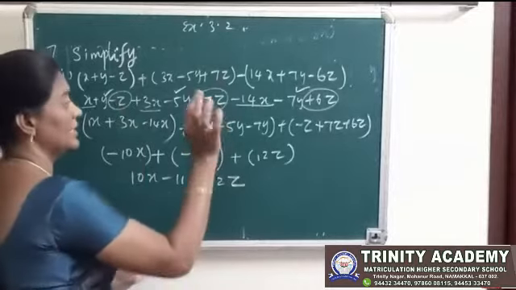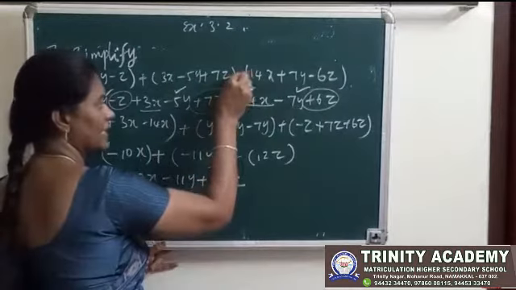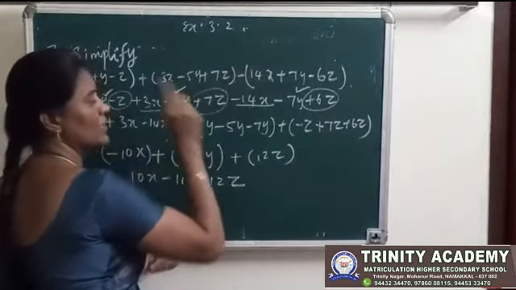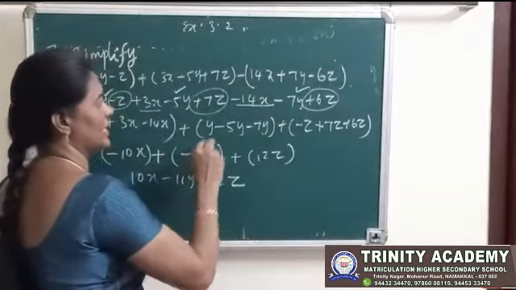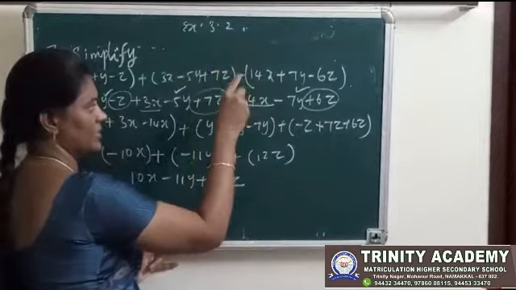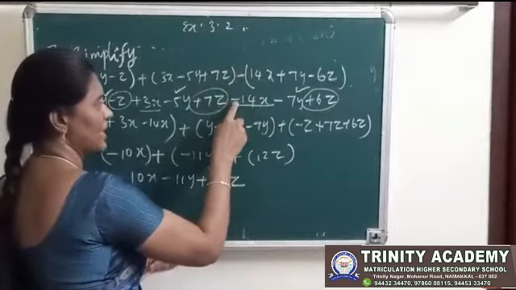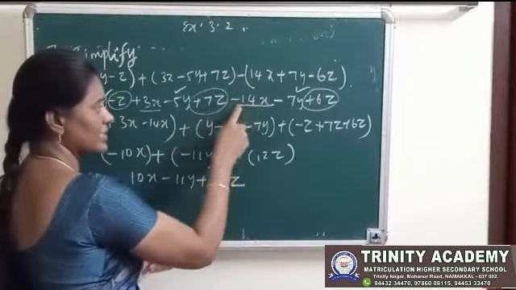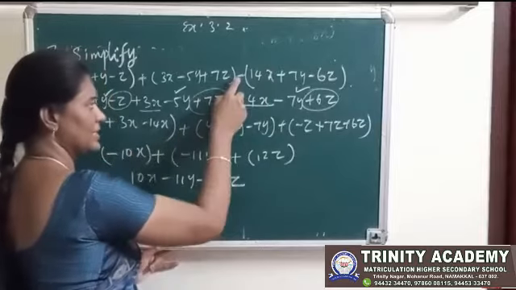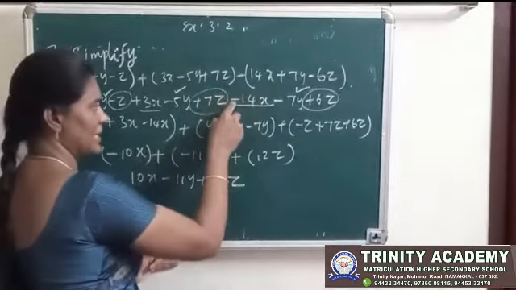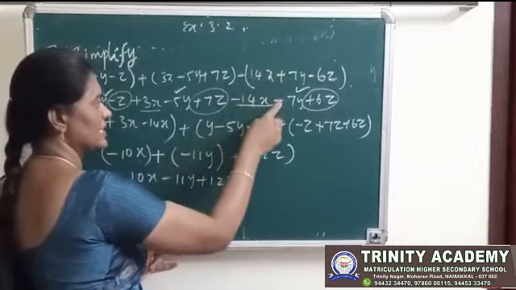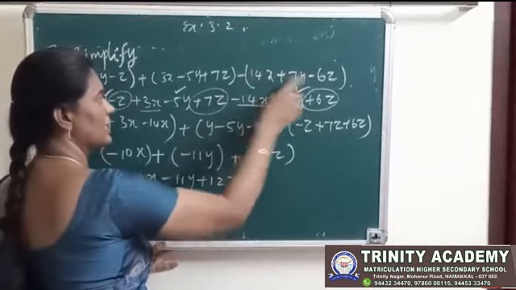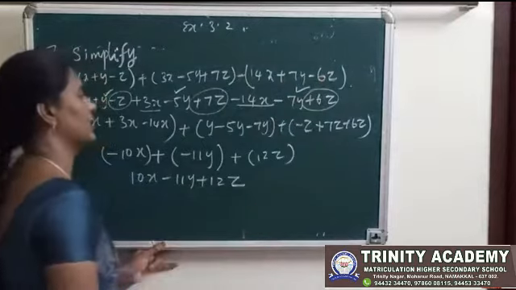Okay. Then see here the sign we have is minus. So you should multiply this minus sign inside the bracket, because we have to change the sign. Minus into plus 14x comes to minus 14x. Minus into plus is minus, this 14x. Minus into plus is minus, this 7y. Minus into minus is plus 6z.